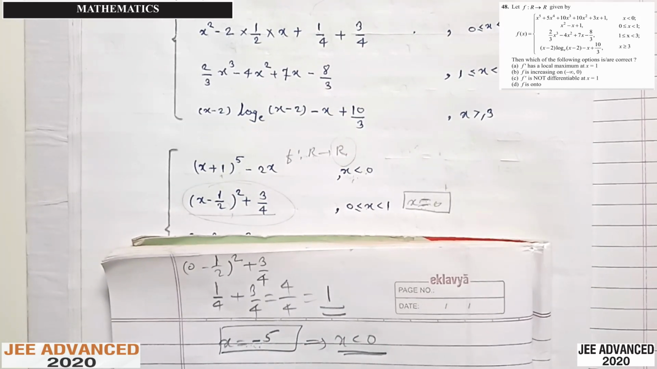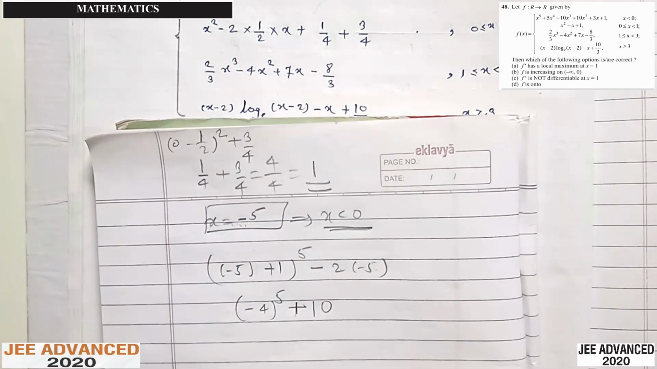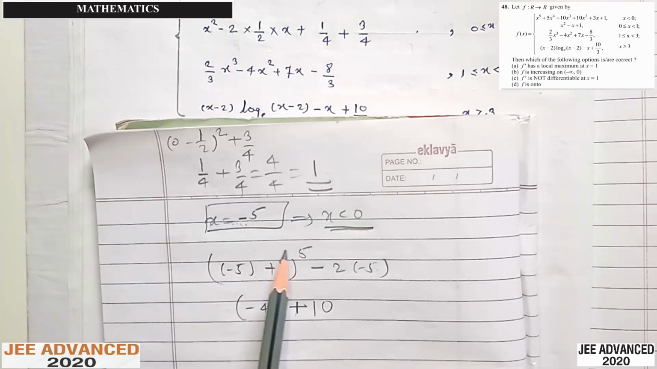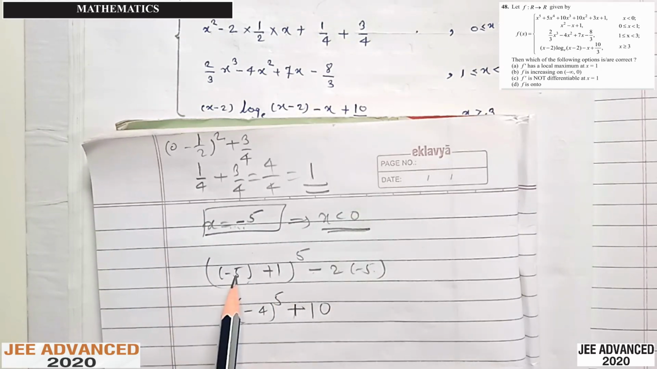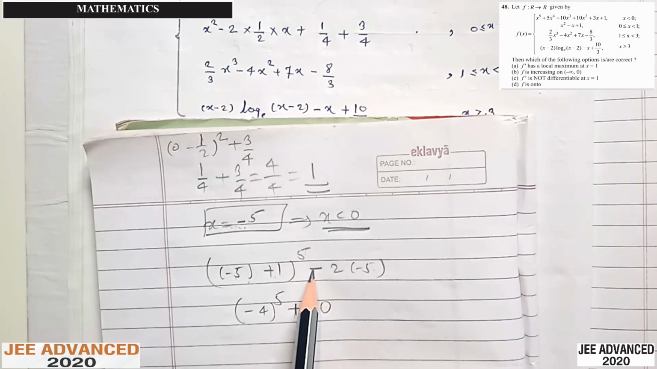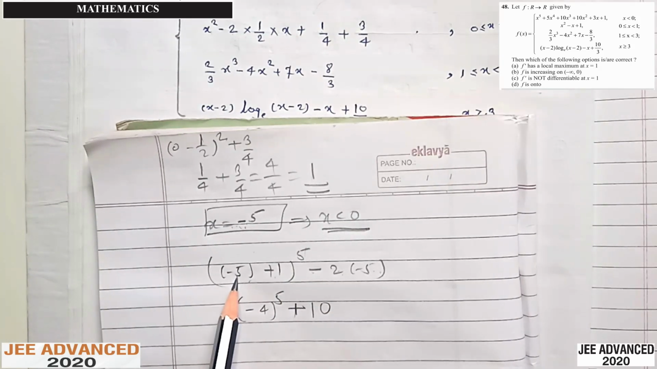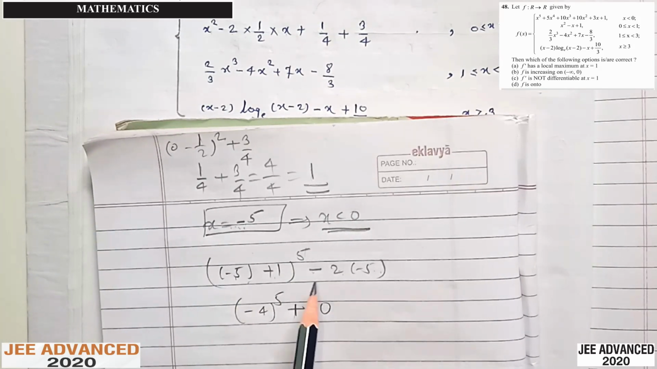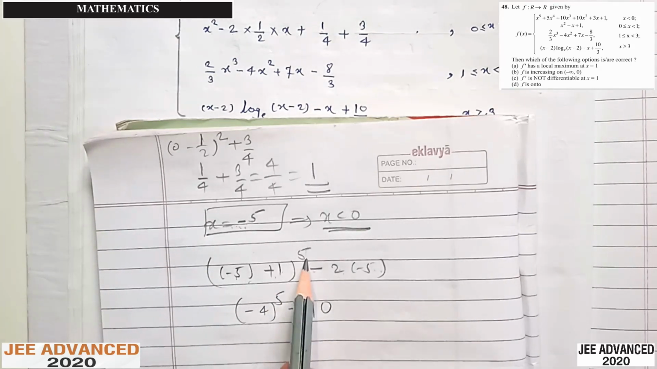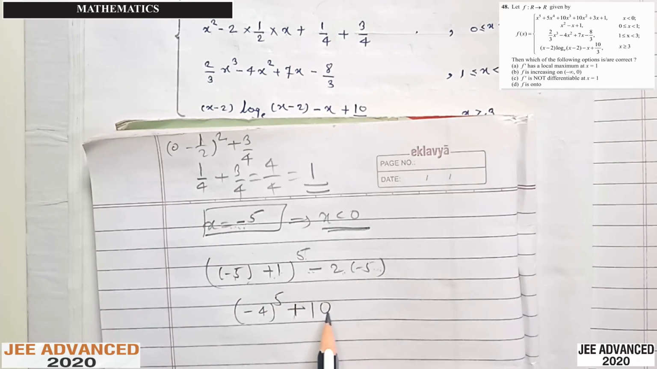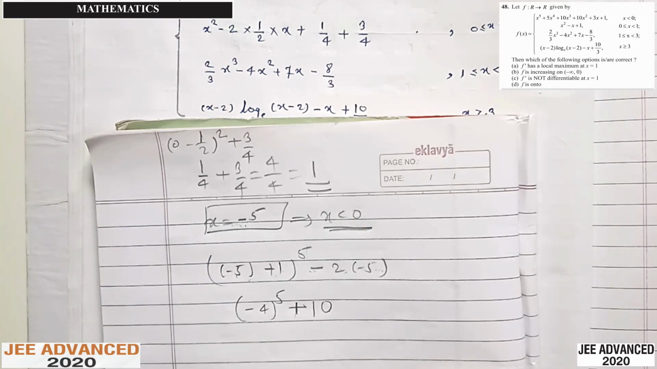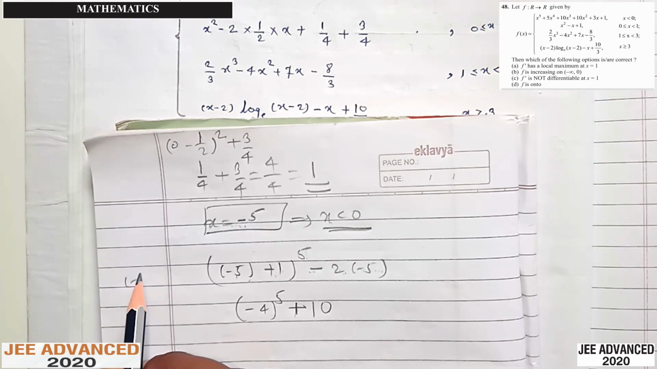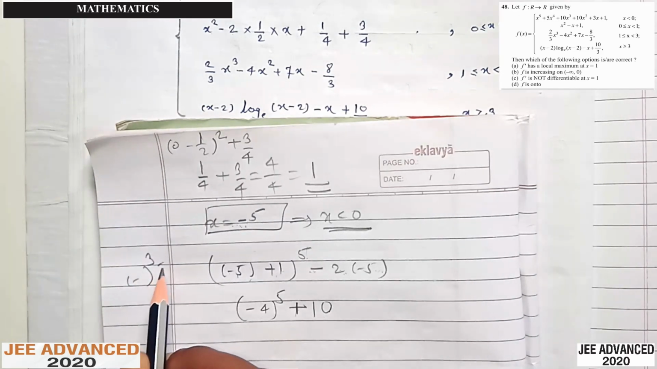Now here we can observe what I have done: I just took x as -5 in our polynomial, that is x plus 1 raised to 5 minus 2 times x. So x I selected here is -5, plus 1, so 1 minus 5 is -4, to the power 5, plus 2 fives are 10. Here we can see we have an odd power of a negative number. Whenever we have a negative number to an odd power, we always get a negative number.